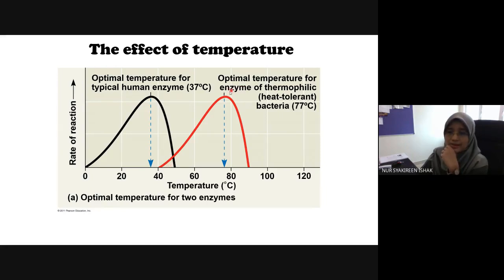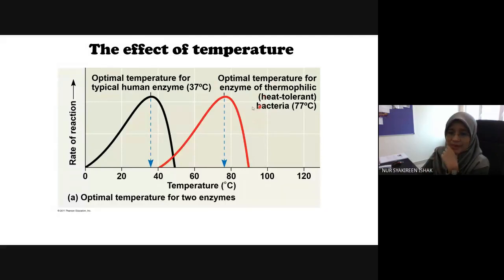And this is the enzyme for thermophilic bacteria, bacteria that live in hot springs. They can tolerate heat. The optimum temperature for this enzyme in the bacteria is 77. If you go beyond this temperature, the enzyme of the bacteria will start to denature and cause the bacteria to die.